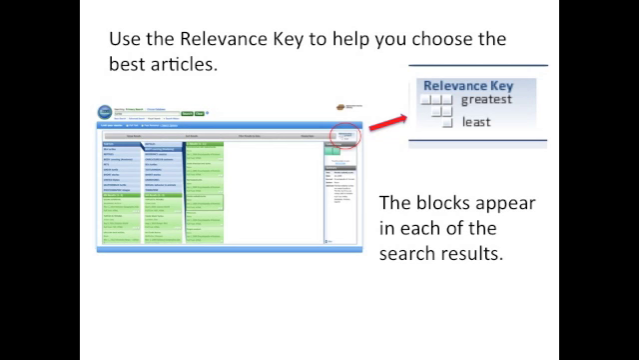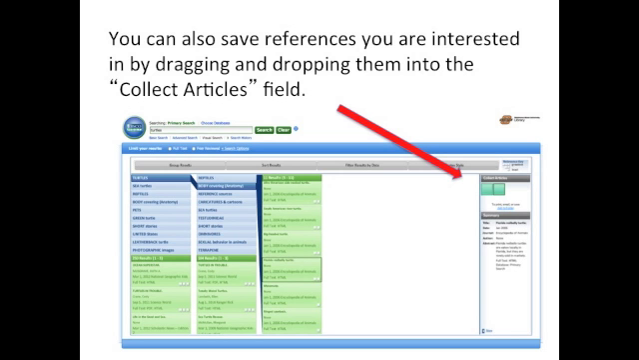There are 2 other things that are helpful to use within the visual search function. One is the relevance key. As you can see, the relevance key either gives you a 3, 2, or 1 block. These blocks match the blocks that are inside each one of the article boxes. This tells you how closely it matches your topic. Another feature is that you can save your references that you're interested in coming back to by dragging and dropping them into the Collect Articles field. From the Collect Articles field, you're able to email, print, or save these so that you can look at them at a later date.